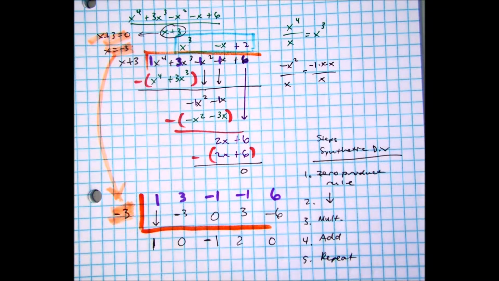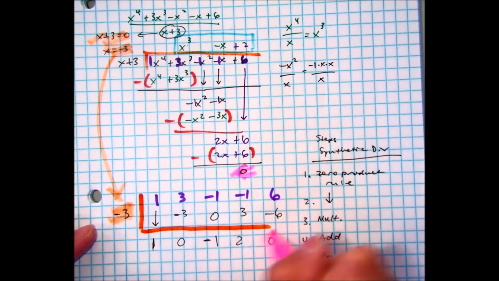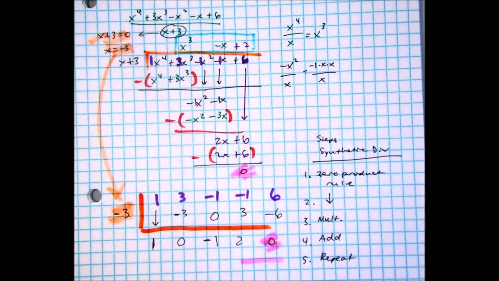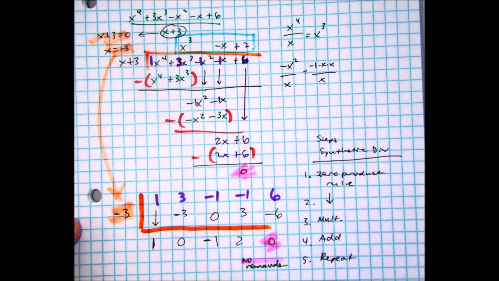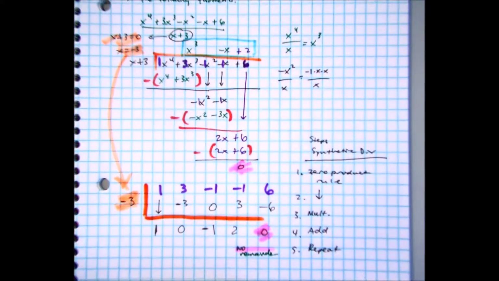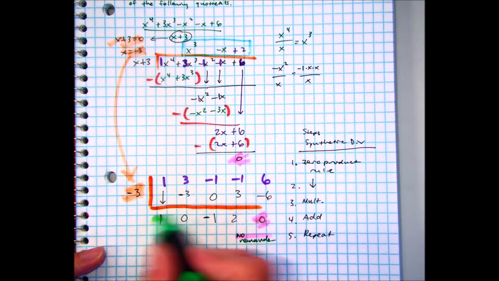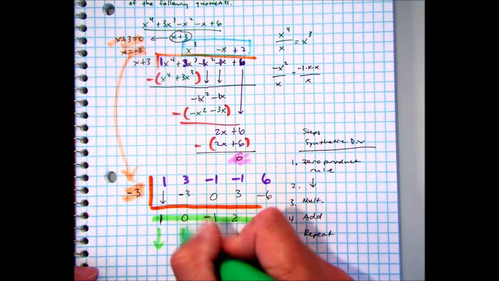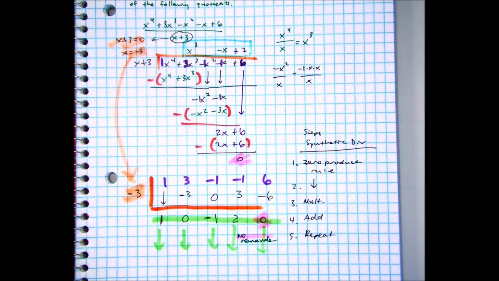So let's make a couple of notes here. This 0 is to show you that there is no remainder. The second thing I want you to note is, what do these numbers here represent? These represent our answers. But when you're writing them, it's 1 less degree. Everyone say 1 less degree.